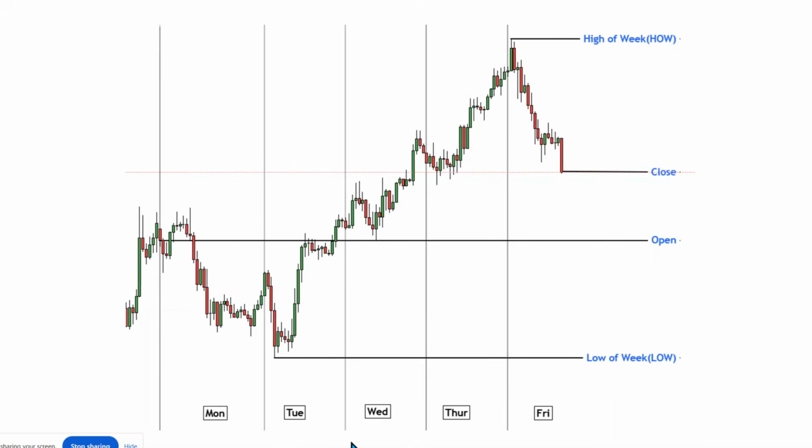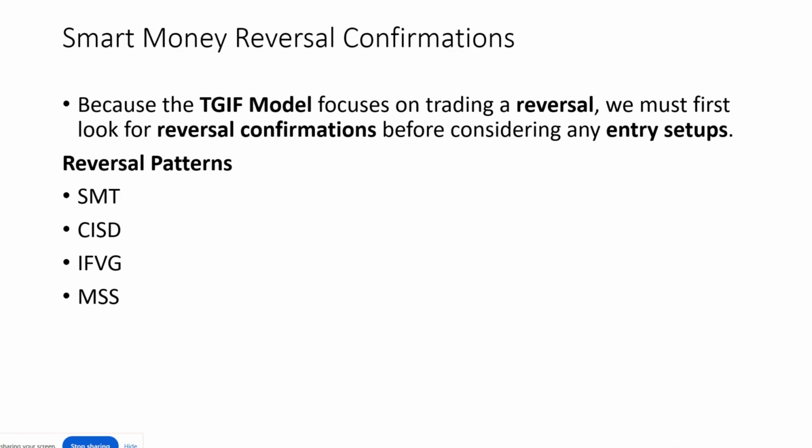So this chart here is an example of Euro USD, and I traded this TGIF setup on Friday. We will have a look at it shortly. So once all our conditions are met, we are ready to look for the TGIF setup on Friday. We trade it either during the London session or you can get it during the New York session. So any of the sessions.